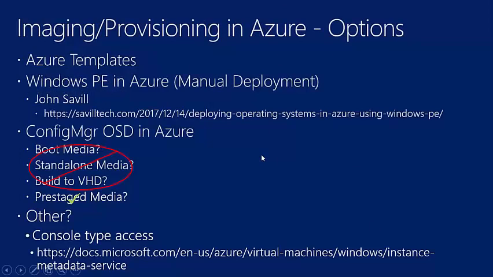All right. So imaging and provisioning in Azure, a few options. In terms of the ways that we can actually do imaging and provisioning in Azure, a few things to call out. So Azure templates, I'll show those to you in a minute. Again, this is very similar to the kind of ways that we would do things in Hyper-V or VMware. These are generic builds, essentially, that will get loaded into machines. And then once those generic builds are loaded, you can further customize them to the needs of your environment.